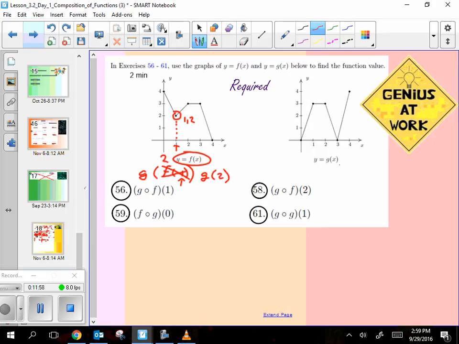Okay, the g graph's over here. G of 2, that's an x input of 2. That's right here. Follow it up. It's right here, 2, 3. And now if I put 2 into the g function, I get a 3. So the final answer is 3.